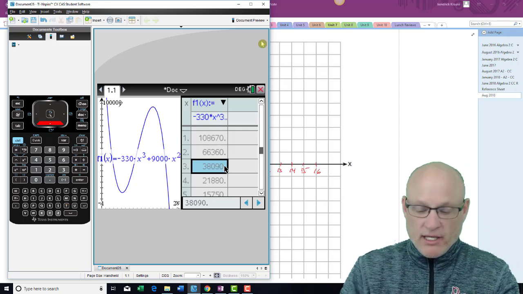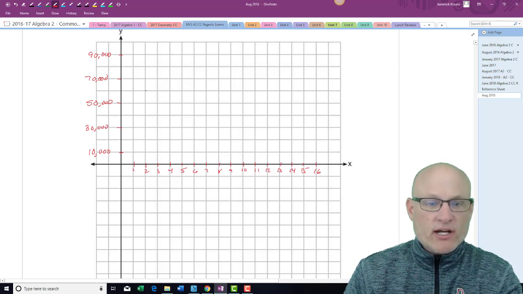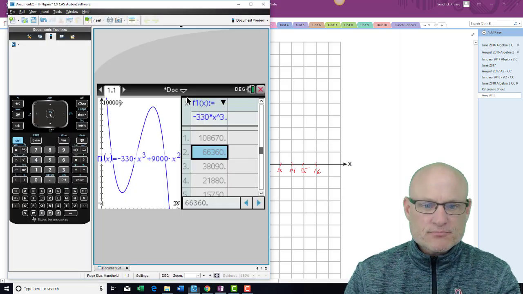Start at 2. At 2, we're at 66,000. You're not going to get any more specific than that. At 2, we are at 66,000. So there's 60. So 66 is somewhere in the middle. Now look, it's a dot. We're going to start there. We're going to end. No arrows because it told us where to start and end.